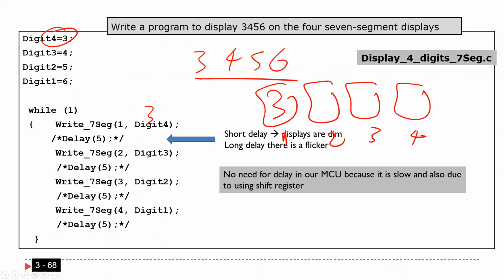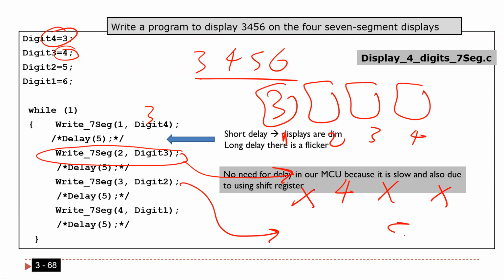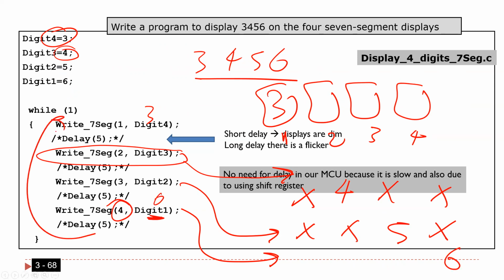Everyone else is off. So we put 3 here, everyone is off, and then in this one I'm going to display number 4. So 4 will come here, and everyone else is off. Then for this one, I'm going to display 5, and everyone is off. For this one, you want to display digit 1 in display number 4, which is number 6. So you are going to display 6, everyone is off, and then I'm going to repeat again, because this is a loop.